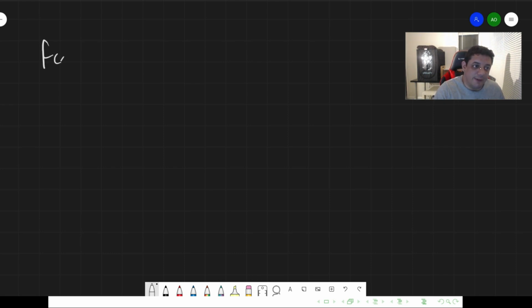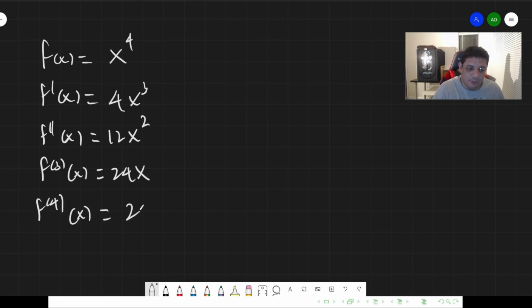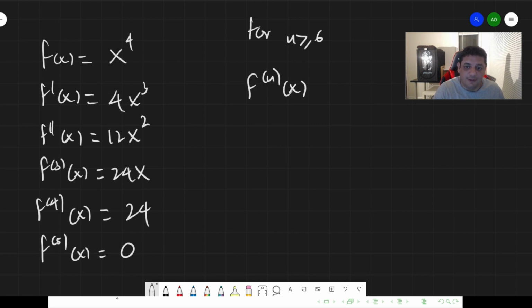So consider f of x, the function x to the fourth. Okay, so f prime of x is 4x cubed. f double prime of x is going to be 12x squared. f triple prime of x now is going to be 24x. The fourth derivative of f is going to be 24. And the fifth derivative of f is going to be 0. And from there on, for n bigger than or equal to 6, the n-th derivative of f is going to be 0 for this function. Okay.